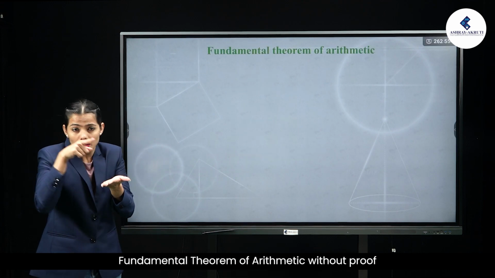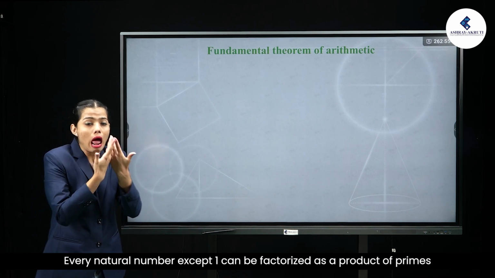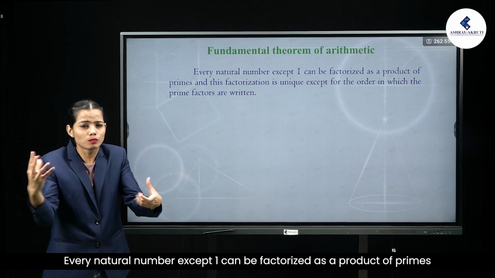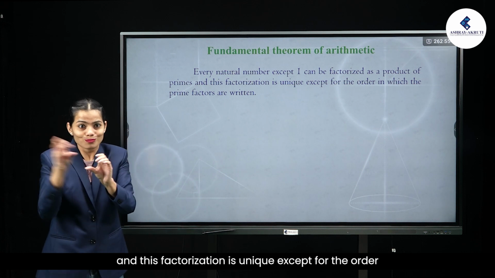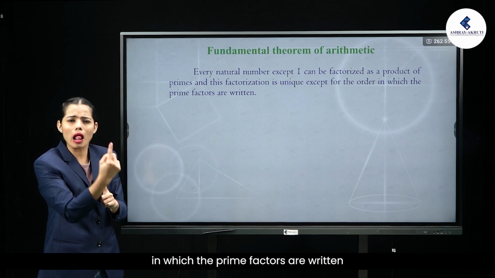Theorem, Fundamental Theorem of Arithmetic, without proof. Every natural number except 1 can be factorized as a product of primes, and this factorization is unique except for the order in which the prime factors are written.